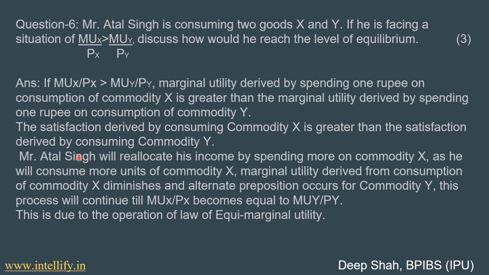So now Mr. Atal Singh will reallocate his income by spending more on commodity X. As he will consume more units of commodity X, marginal utility derived from consumption of commodity X diminishes and the opposite occurs for commodity Y. This process will continue till MUX upon PX becomes equal to MUY upon PY. This is due to the operation of the law of equimarginal utility. So the word equimarginal utility is important and should always be mentioned.